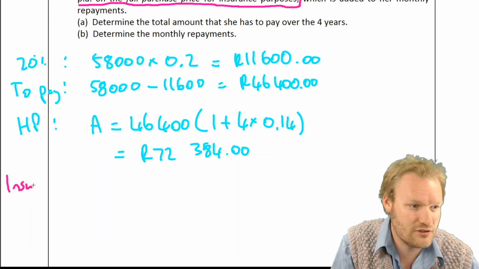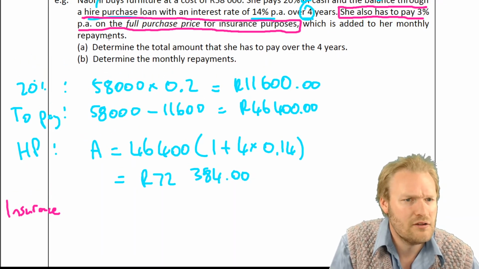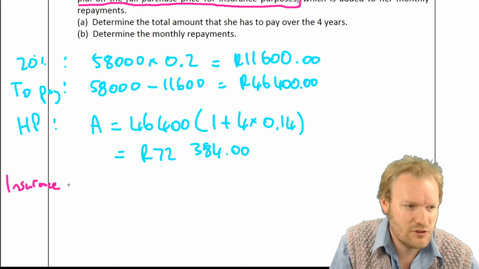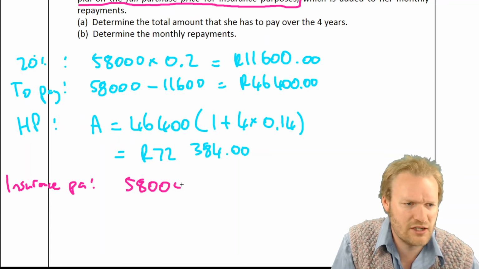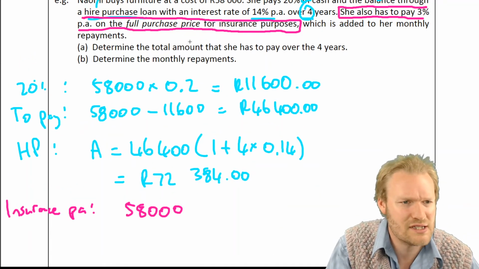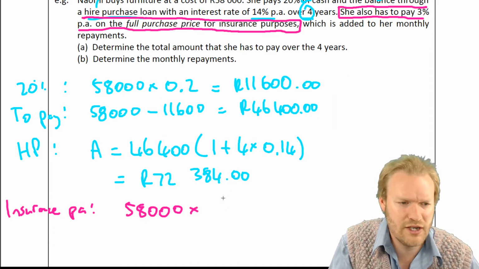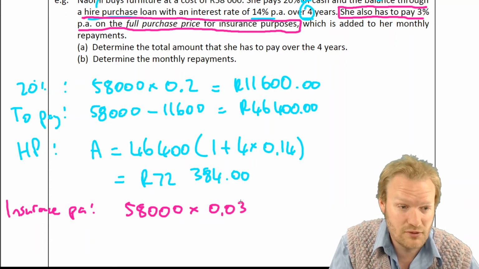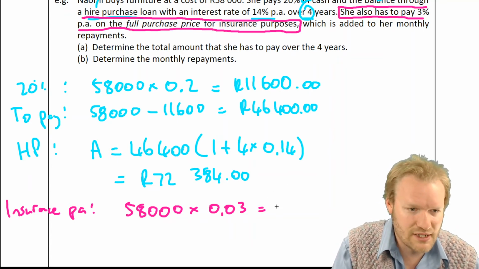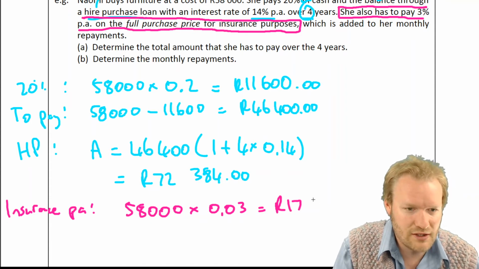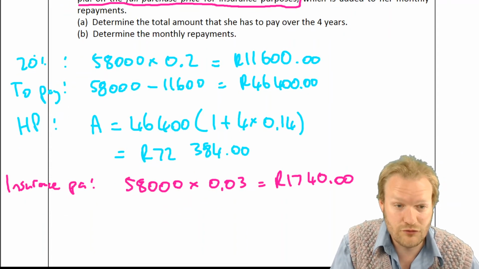So for the insurance, she needs to pay 3% per annum. So insurance per annum is, I think it said that she needed to pay insurance on the entire amount. Guess that makes sense. So the full purchase price, 58,000 times 3%. Now be careful here, 0,03. That's the hundredth column, tens, hundreds, so 3%. So 58,000 times 3% is 1,740. So that's for 1 year though.